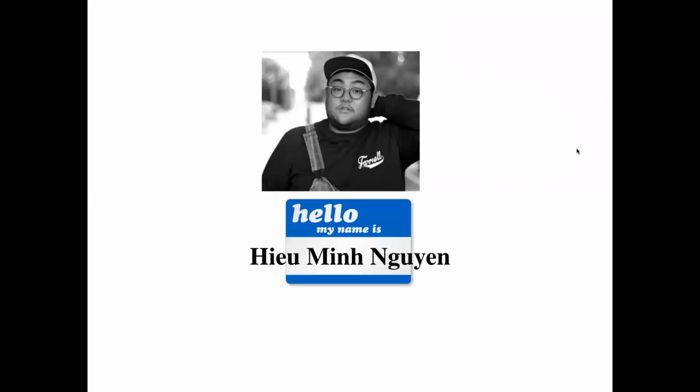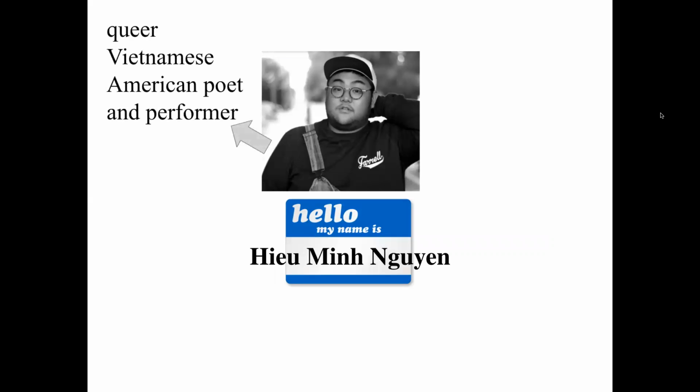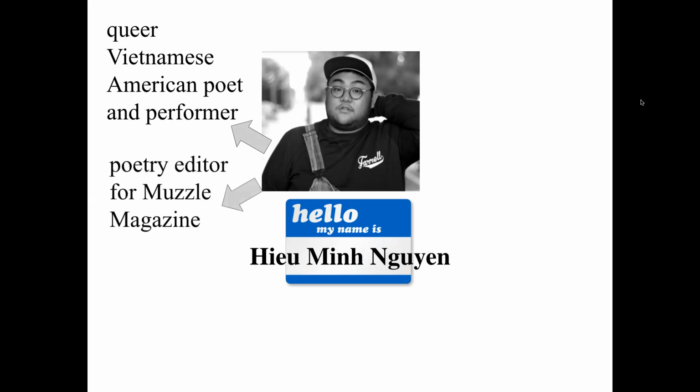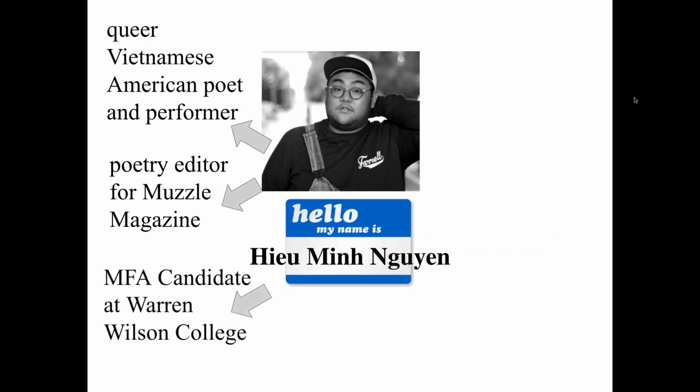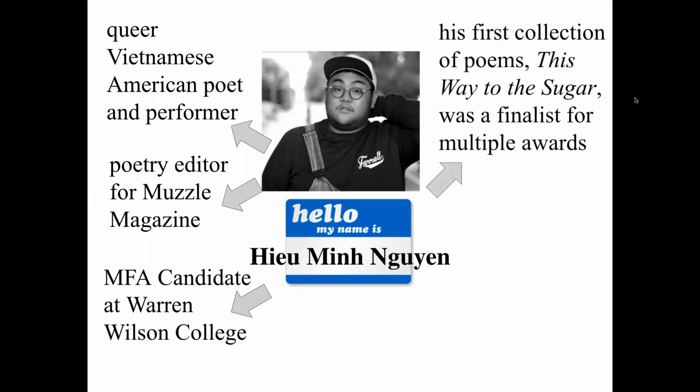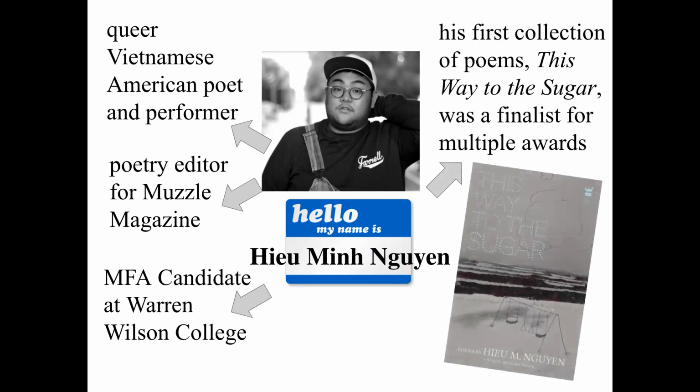All right, so let's talk about Nguyen. Nguyen is a queer Vietnamese American poet and performer. Yes, he's still alive. He is the poetry editor for a magazine called Muzzle Magazine. He was an MFA candidate at Warren Wilson College. MFA stands for Master of Fine Arts, and this refers to a Master of Fine Arts in Creative Writing specifically. His first collection of poems, This Way to the Sugar, was a finalist for multiple awards, and I included a picture of it as well.